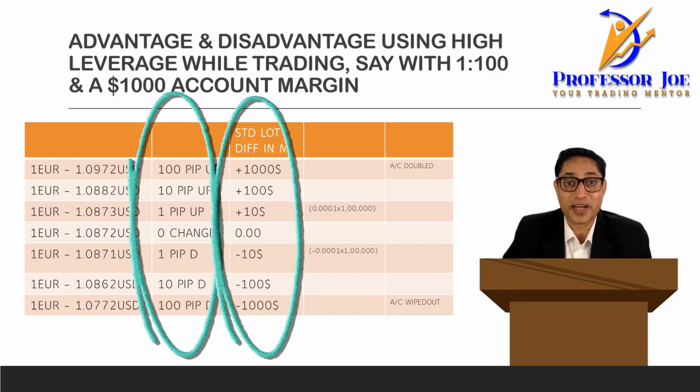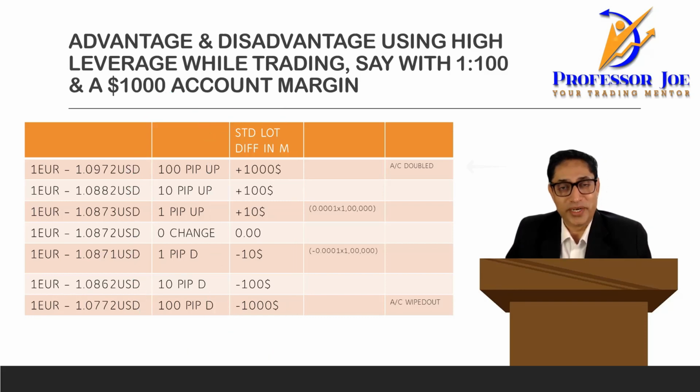That means you double your account with just 1% movement in the market, which is very, very common in Euro USD. 1% movement is a common thing. Twice a week it happens.